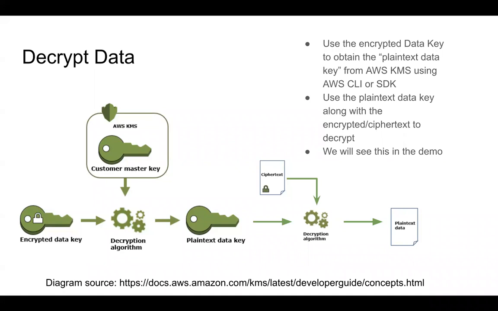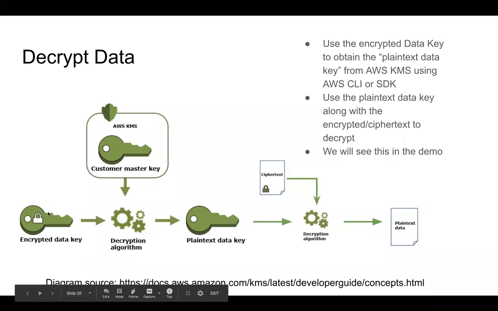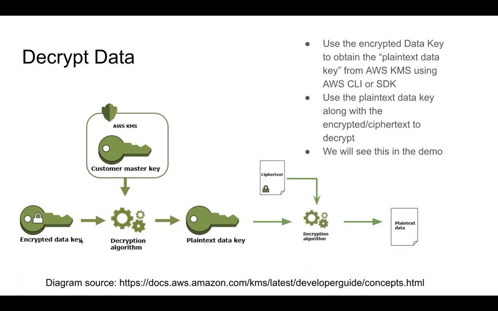As the slide shows, you will get a copy of the encrypted data key. But in order for you to get access to the plain text, you need to use the AWS KMS service, because this encrypted data key is encrypted using the customer master key. So if you're an outsider not using AWS service, you have no way to leverage that service, to the best of my knowledge.